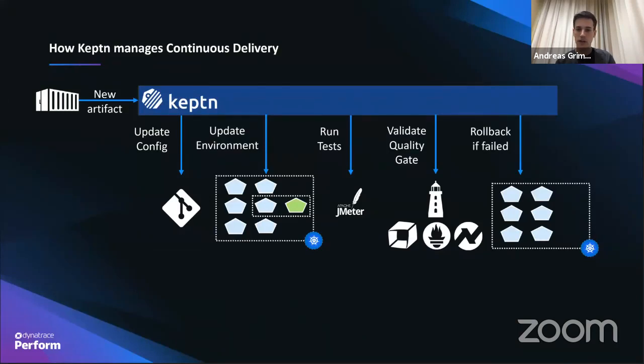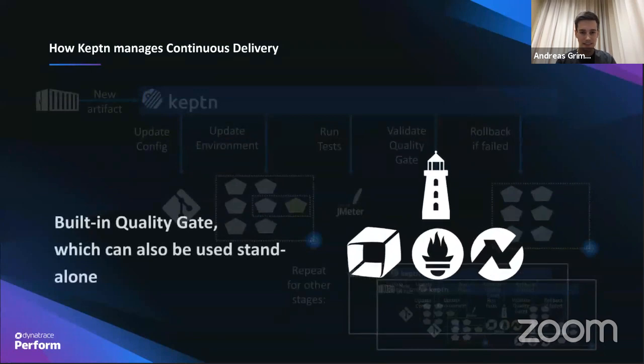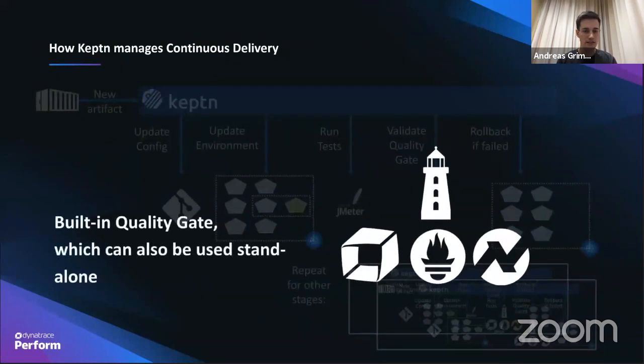And if it's failed, Keptn triggers a rollback to the old version, or in case it's good, we can repeat those steps for the other stages. Perfect. And as you see, the core of this continuous delivery process is really the built-in quality gate. And with these quality gates, we can automate quality checks. Next slide, please.